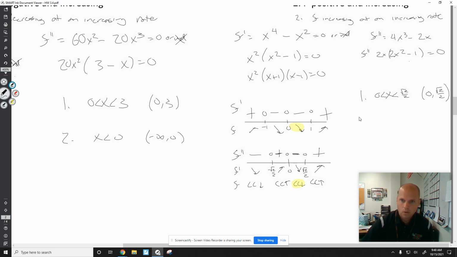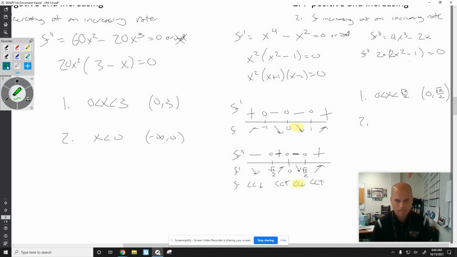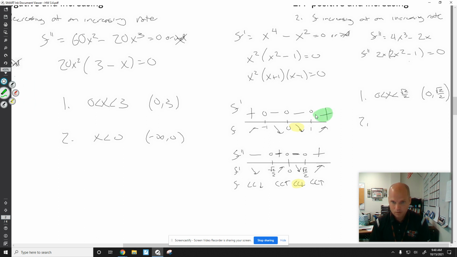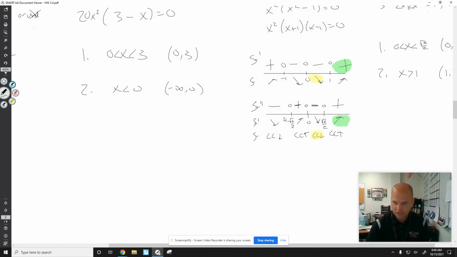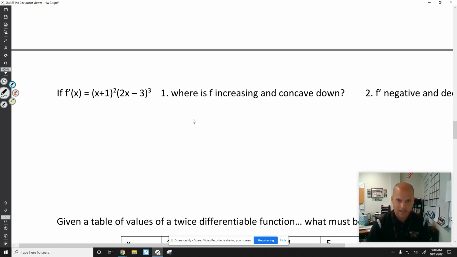Number 2, when is f increasing at an increasing rate, or when is f prime positive and increasing? When is f prime positive and increasing? There's f prime increasing, its derivative is positive. F prime is positive and increasing here from 1 to infinity. Okay? Tricky stuff. Requires practice, especially even just to set up your intervals on top of each other and then look at when things overlap.